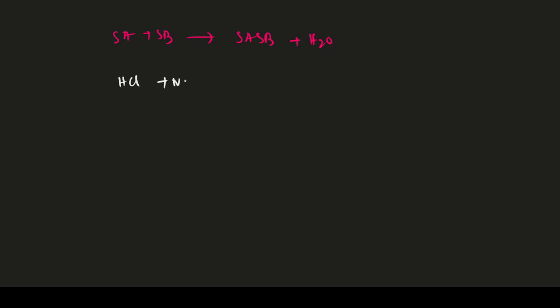We'll see. If strong acid plus strong base is there, then that is strong acid, strong base salt plus water is prepared. Let's say strong acid, let's say HCl plus NaOH will react to give NaCl plus water. And when this salt is prepared, we talk about salt hydrolysis.